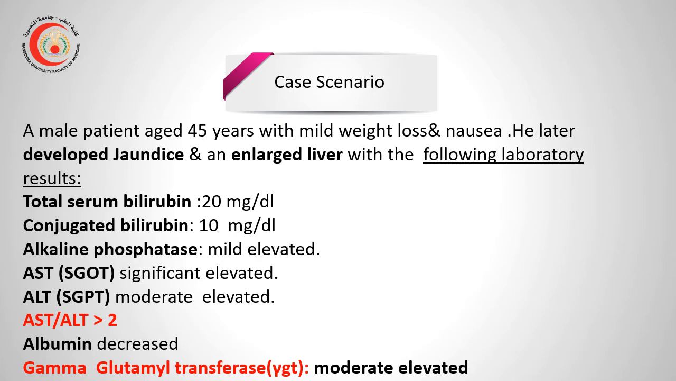The alkaline phosphatase is mildly elevated. The aspartate transaminase is significantly elevated, and the ALT is moderately elevated, so the AST over ALT ratio is over 2, and the albumin is decreased, while the gamma-glutamyl transferase showed moderate elevation. The key in this case is the AST over ALT ratio and the elevated gamma-glutamyl transferase, in addition to the elevated serum bilirubin and conjugated bilirubin.